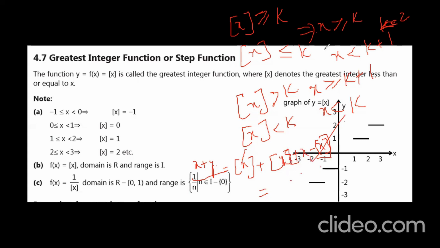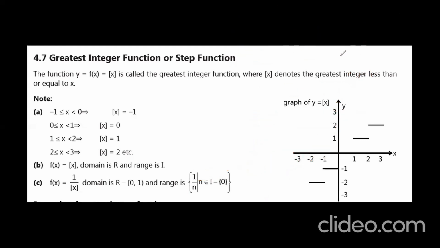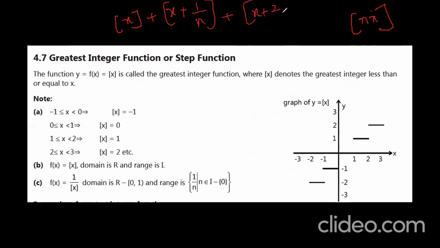Next, integral part of x plus integral part of x plus 1 by n, integral part of x plus 2 by n, and so on, is equal to integral part of nx. What is that? Integral part of x plus integral part of x plus 1 by n plus integral part of x plus 2 by n plus and so on, if you go on writing like this up to x plus n minus 1 by n, and take the sum, you are getting integral part of nx, where n belongs to N. This is about the greatest integer function.